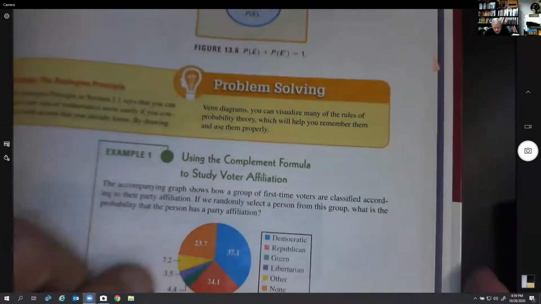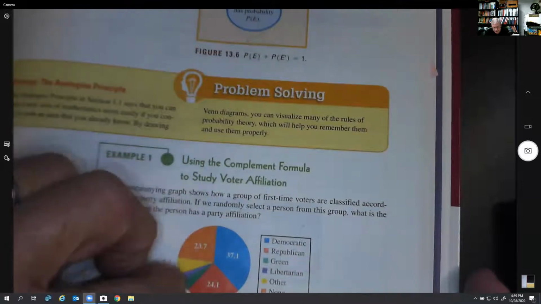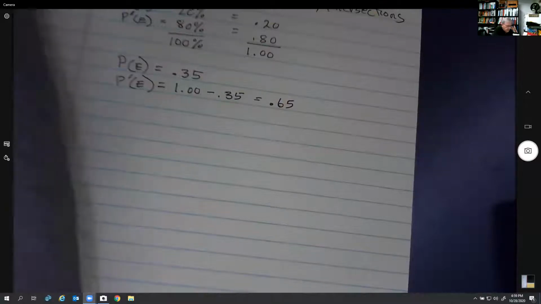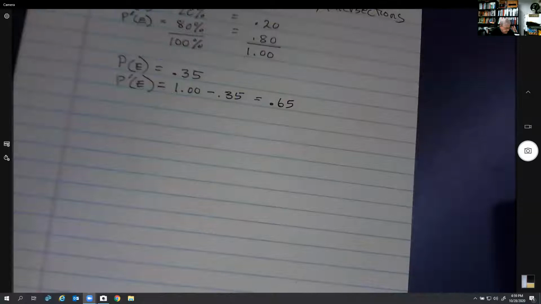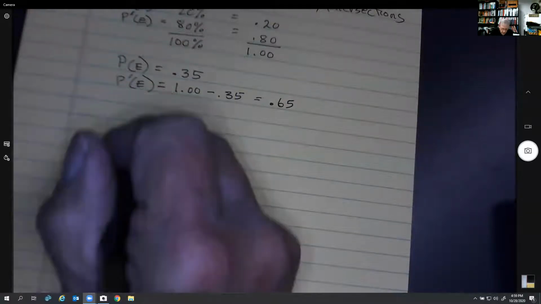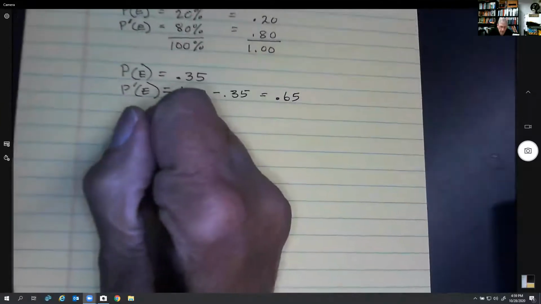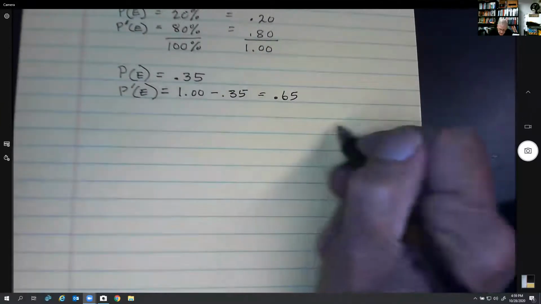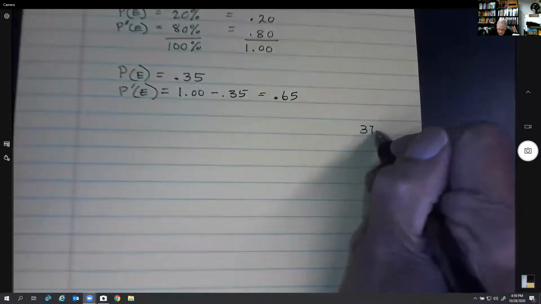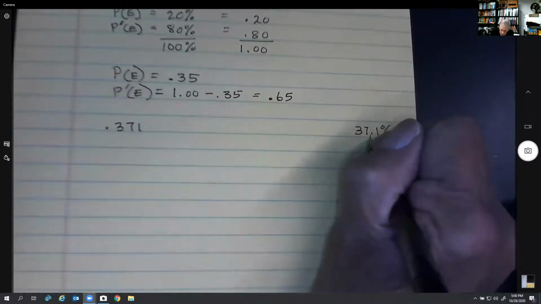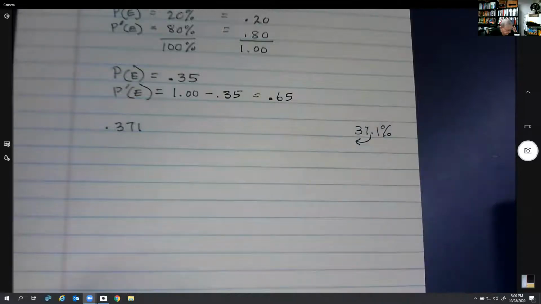Well, one way we could do that is we could add up all the people that belong to political parties. So let me write that down. According to this, 37.1 were Democrats, but we put this down as a decimal. When you have it as a percent, we want to list it as a decimal. So we're going to write this as 0.371. We're going to move our decimal point over 2 places.